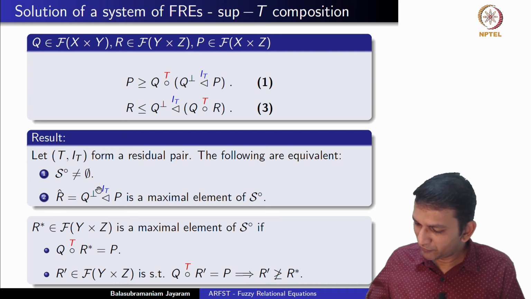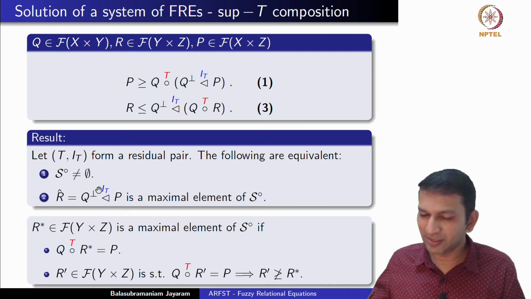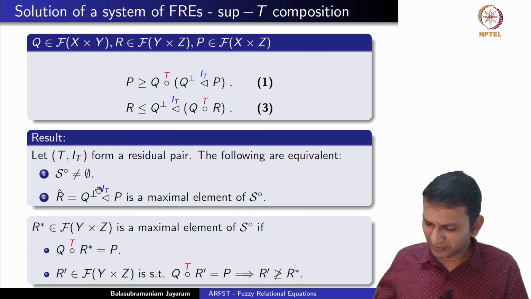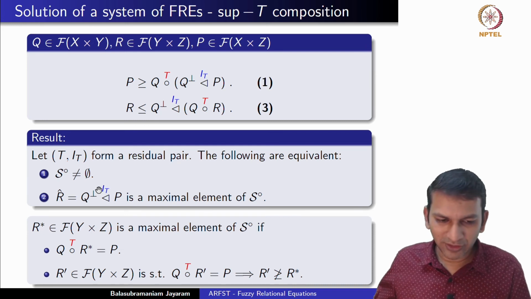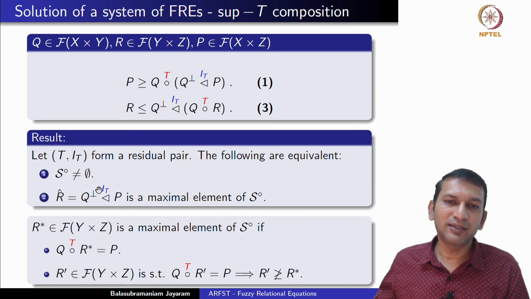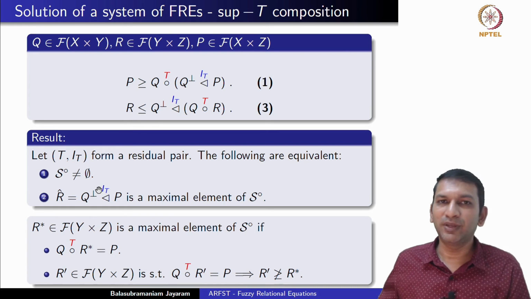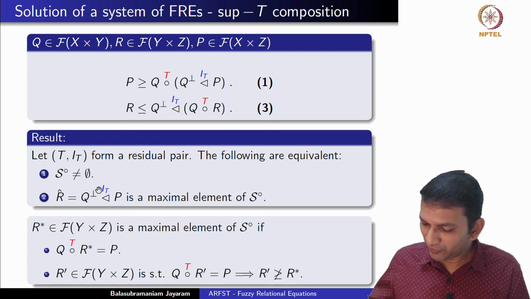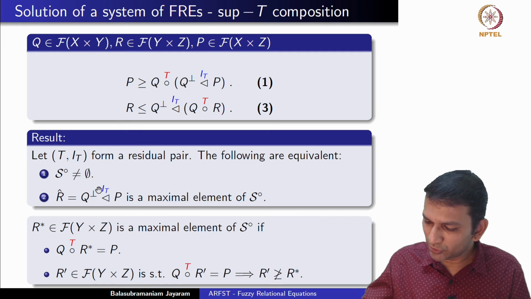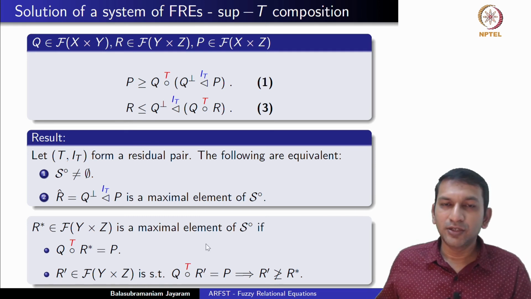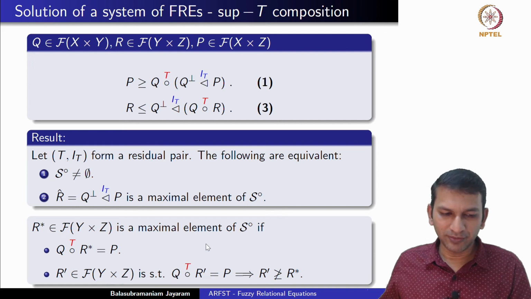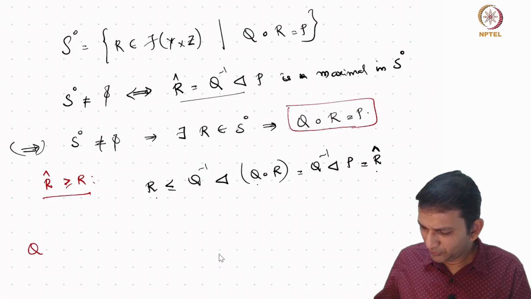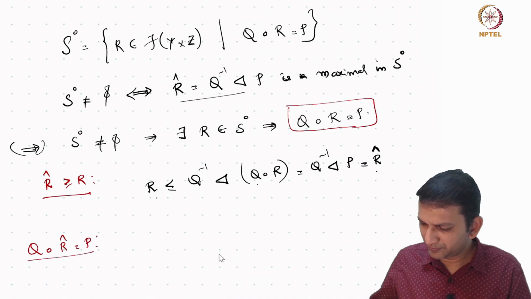So what we see is, for any R which is a solution, R is less than or equal to R cap. That means, if R is a solution, R does not definitely dominate R cap. However, we do not know whether R cap itself is a solution or not. So, let us prove that R cap itself is a solution. That means, Q circle R cap is equal to P. This is what we want to do.